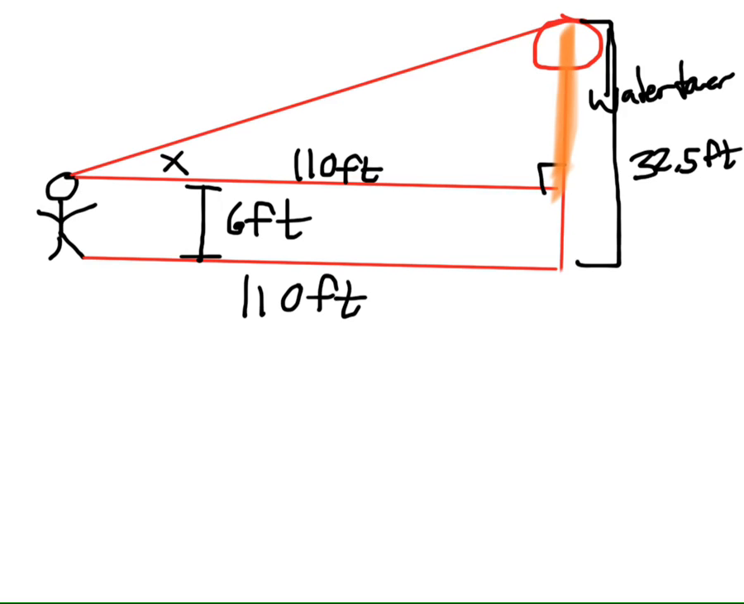This piece of the right triangle, how can I find it? That's 6 feet. So you just minus 6 feet. Yeah, exactly. Because from the ground up's 32.5, and then from my line of sight, 6 feet here. So I just subtract 6 feet from this, because that's going to be from here up.